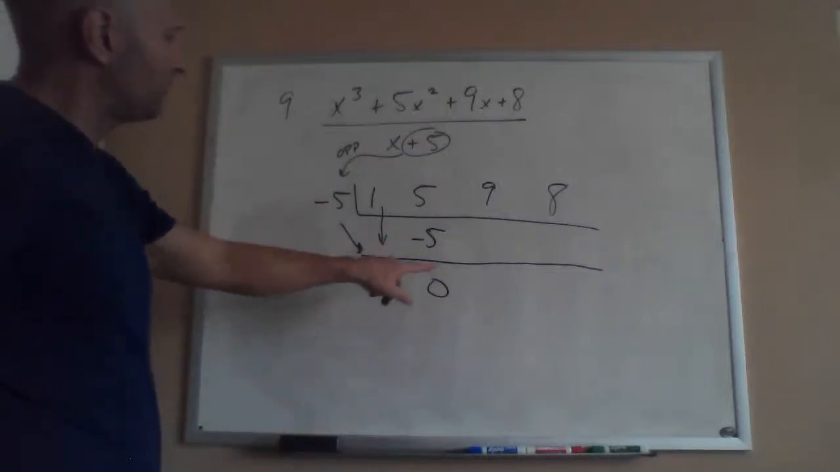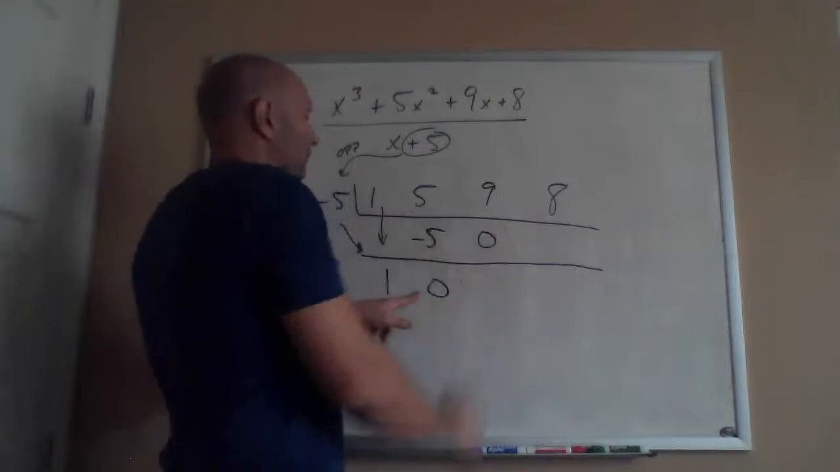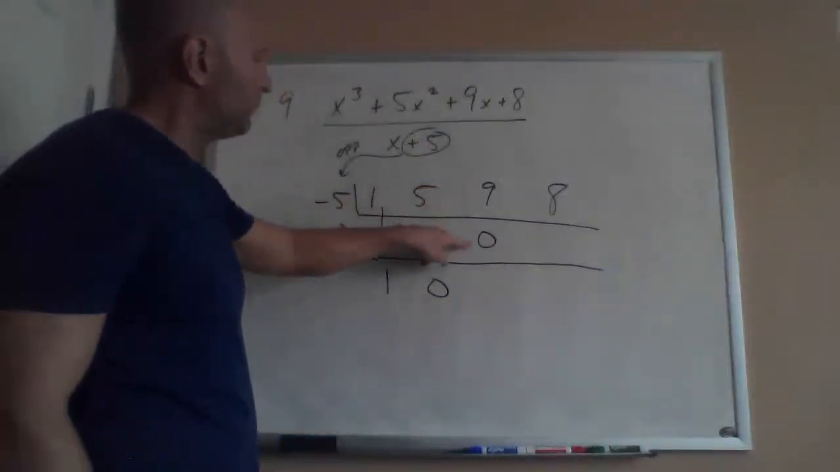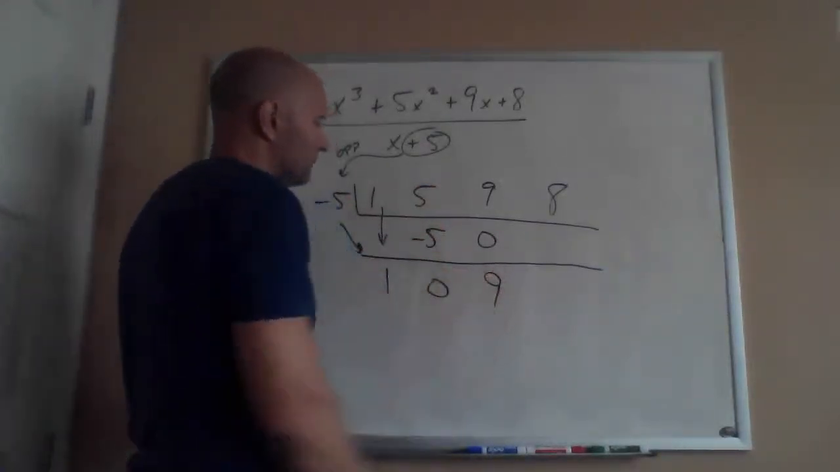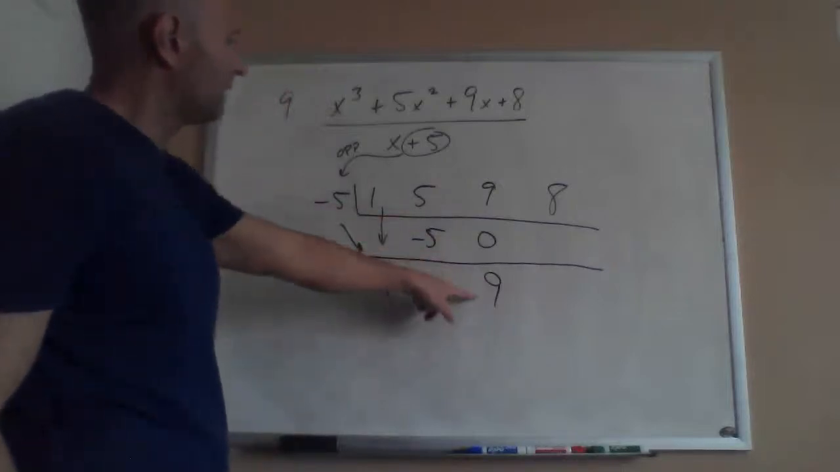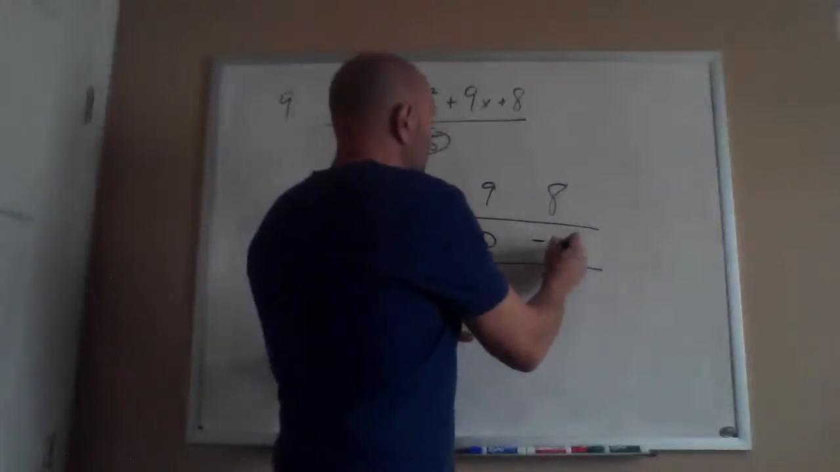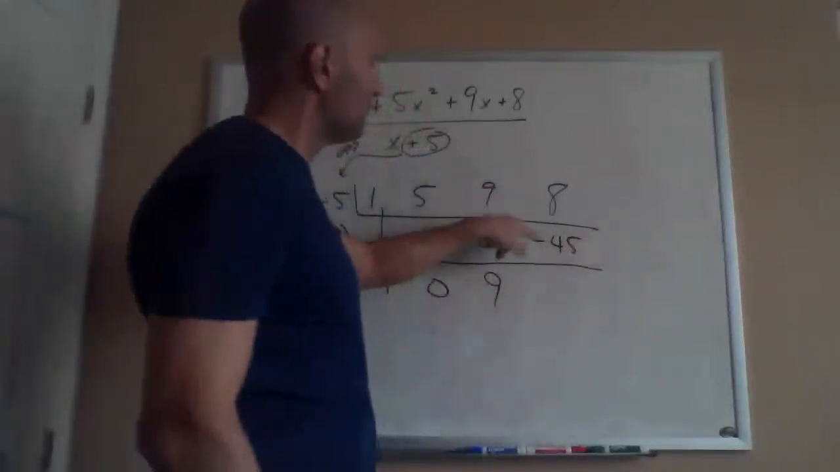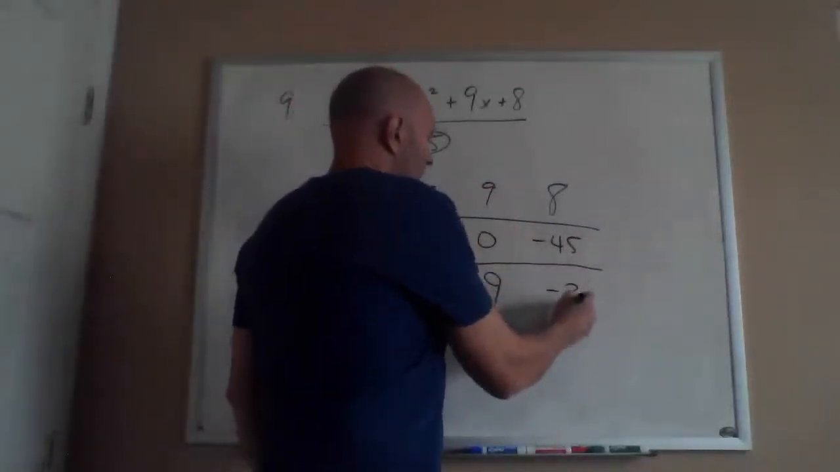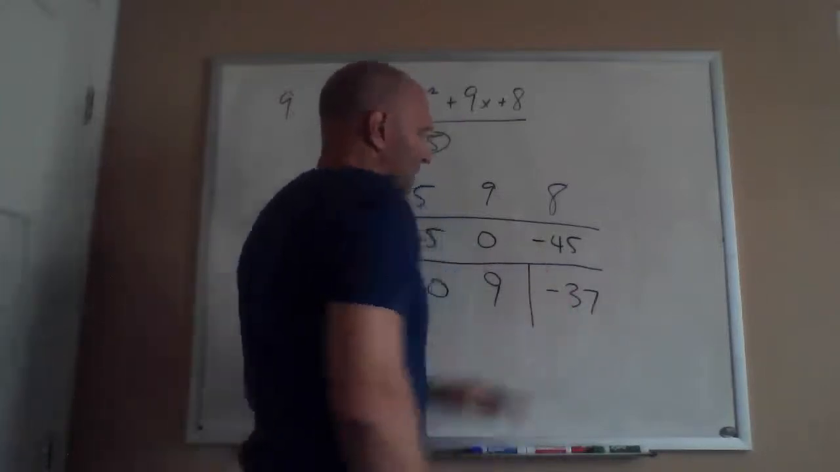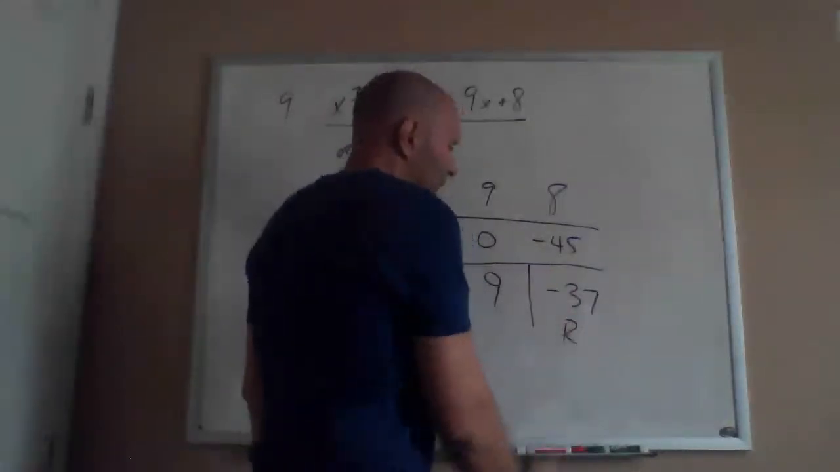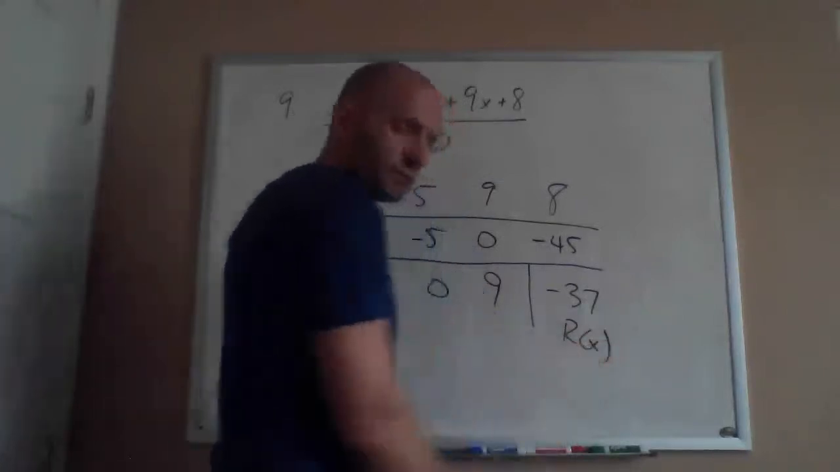Negative 5 times 0 is 0. That's what number goes up here. 9 plus 0 is 9. Multiply these two. Negative 5 times 9 is negative 45. 8 minus 45 is negative 37. The last number is my remainder, r of x.